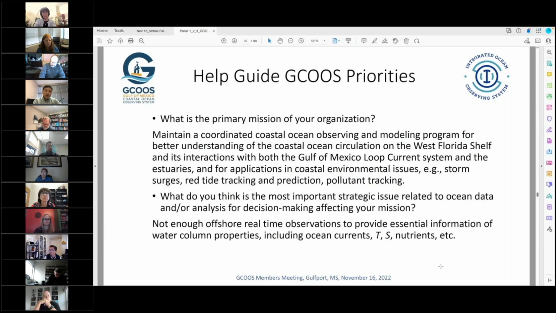We try to use these observing and modeling resources for a lot of applications, starting more than 10 years ago with the Deepwater Horizon application, and now mostly for red tide tracking and prediction. For some emergency cases from last year in Tampa Bay, there was an untreated wastewater emergency discharge in Tampa Bay. We were able to use our model to track the plume, how the plume evolved in Tampa Bay and flushed out of Tampa Bay.